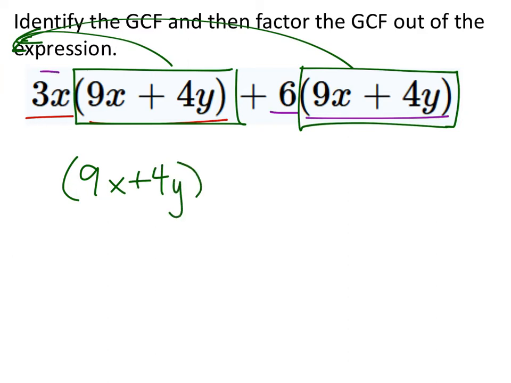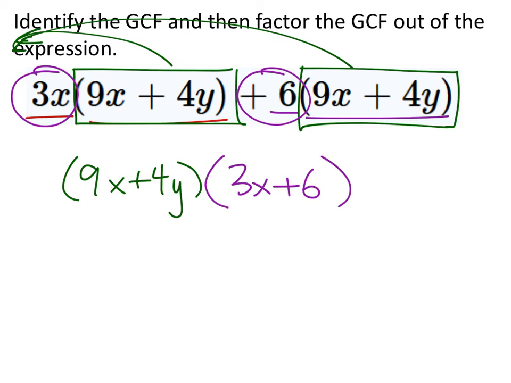And then what did we have left over? We had a 3x and a 6, right? Plus 6, which also would be in parentheses. Now, I actually get the feeling that this would not be the final answer, which makes it a little bit tricky, okay? Does anyone see anything we could factor out of either one of these? 3x. It's close. It's close.